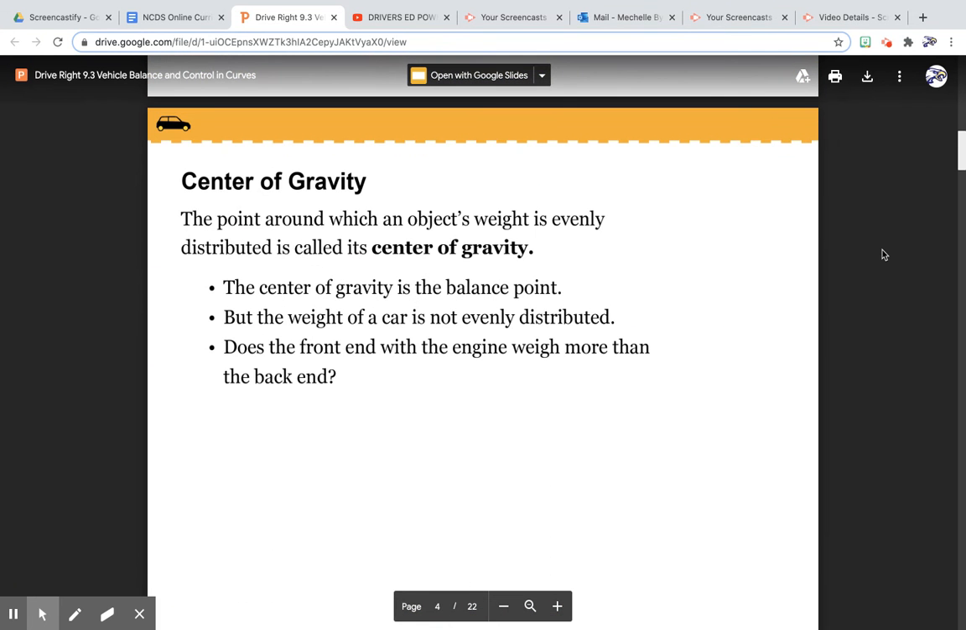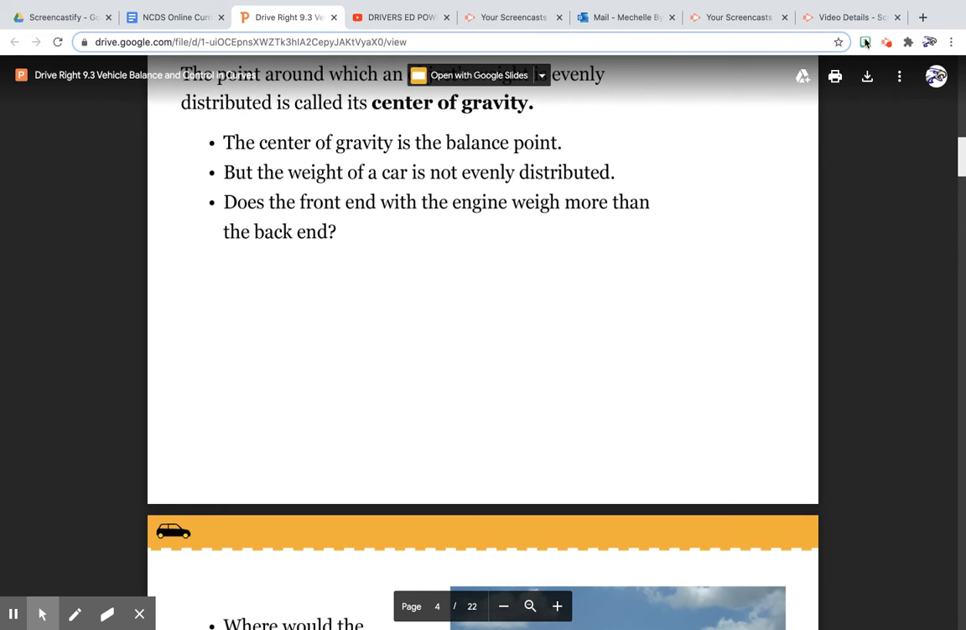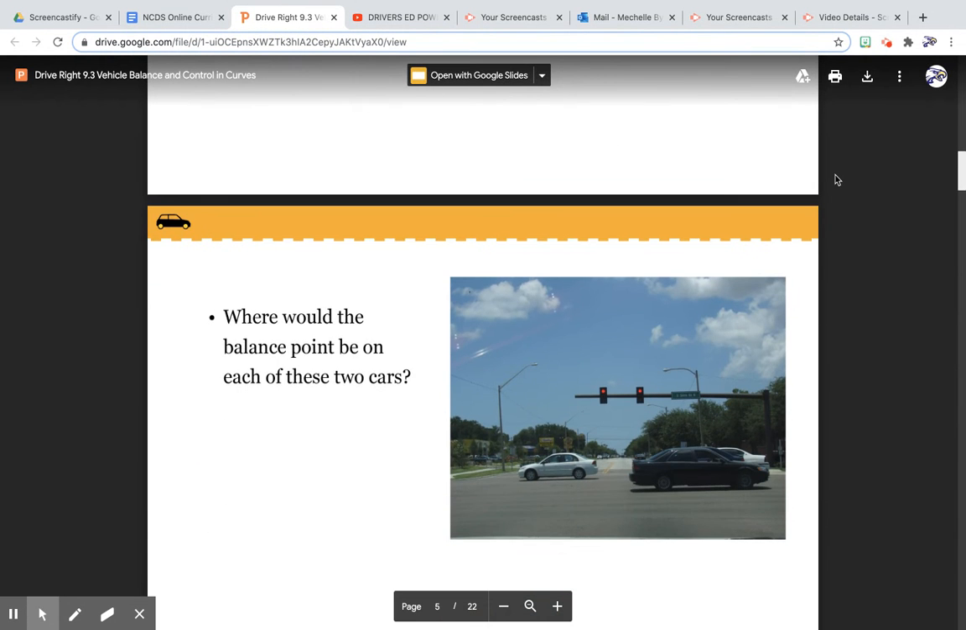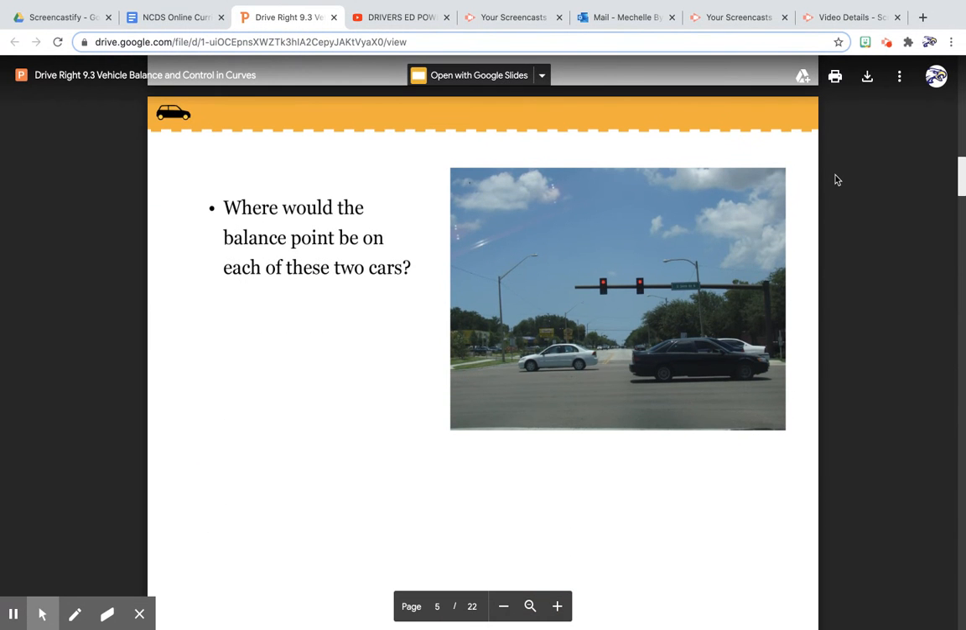The point around which an object's weight is evenly distributed is called its center of gravity. The center of gravity is the balance point, but the weight of the car is not evenly distributed. Does the front end with the engine weigh more than the back end? Where would the balance point be on each of these two cars?